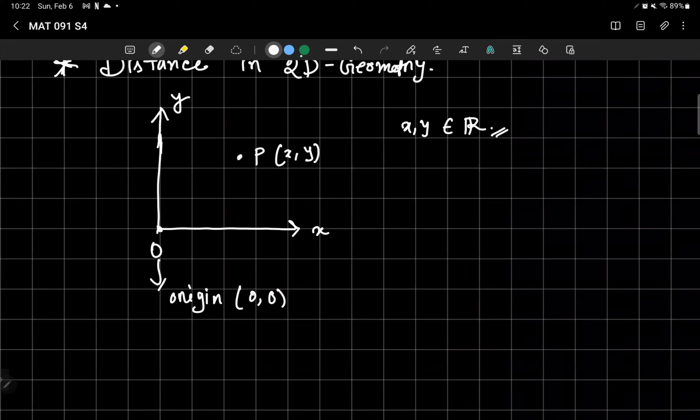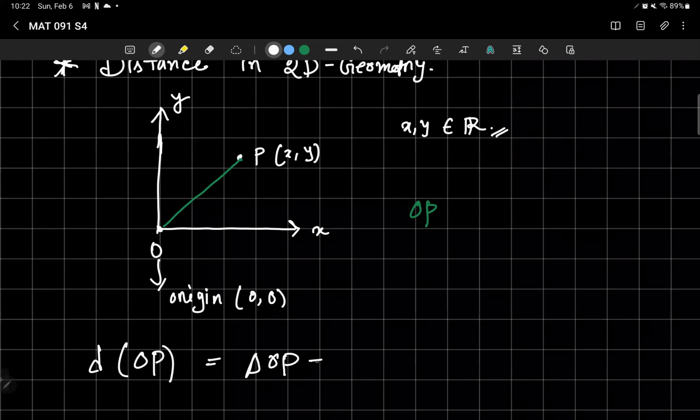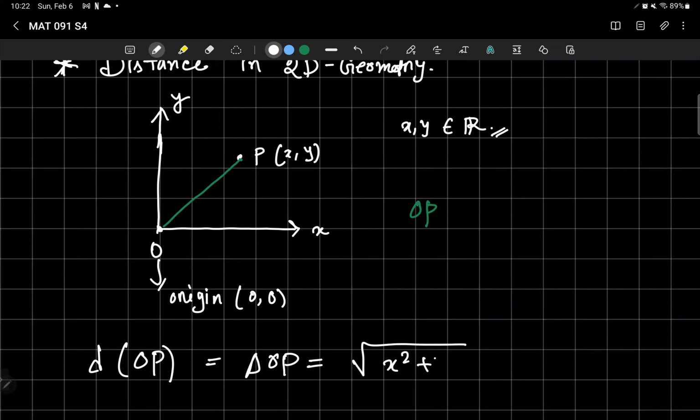Okay. Now, if I draw a line like this, let's call this line OP. And I want to compute the distance from the origin to P. I can write it as D of OP, or d(O,P), it really doesn't matter. And this distance is just given by this. We will prove it once we introduce coordinate systems, functions, and all those things.